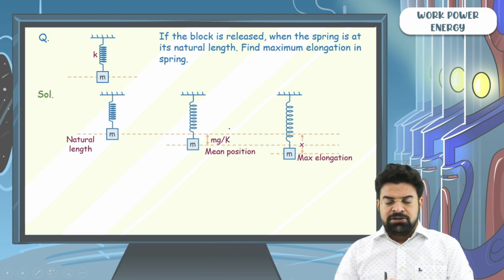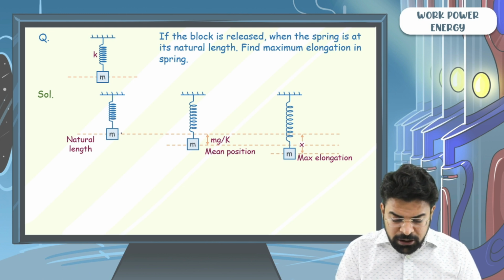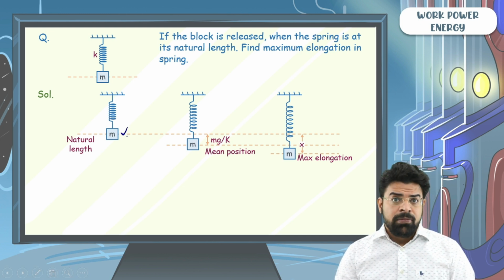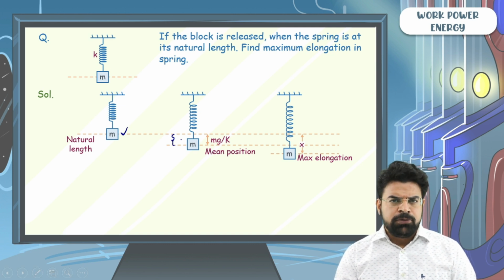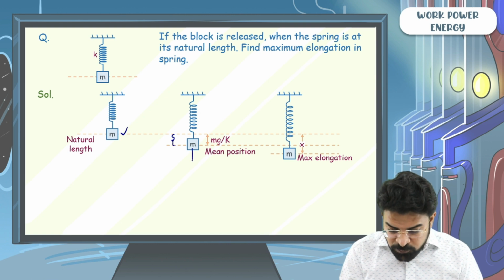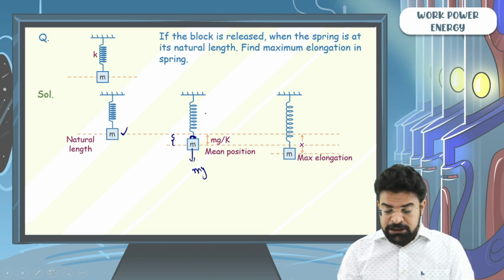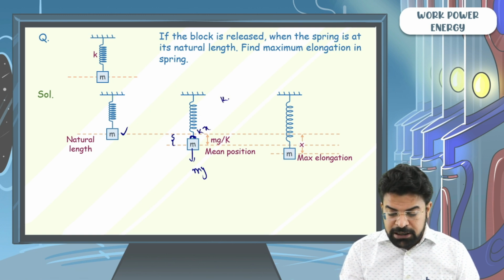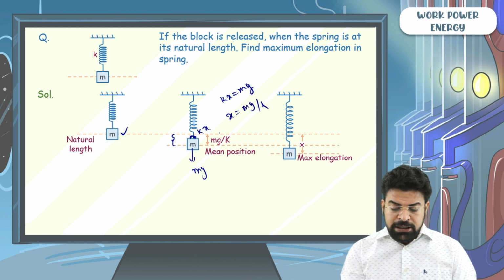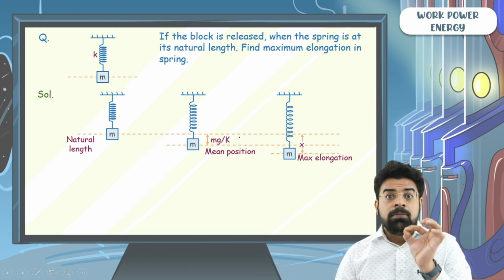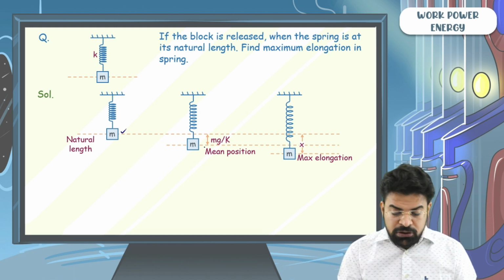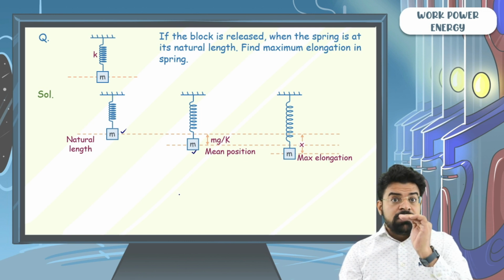Let's see these three diagrams. The block has been released at its natural length, moving from the natural length till the mean position. So what is the mean position? Where the net force is 0, where the force of gravity mg becomes equal to the upward force by the spring. So kx equals mg, or x equals mg by k. Here you can see when the elongation is mg by k, the net force on the block will be 0. But moving from the natural length till the mean position, the force was always downward.